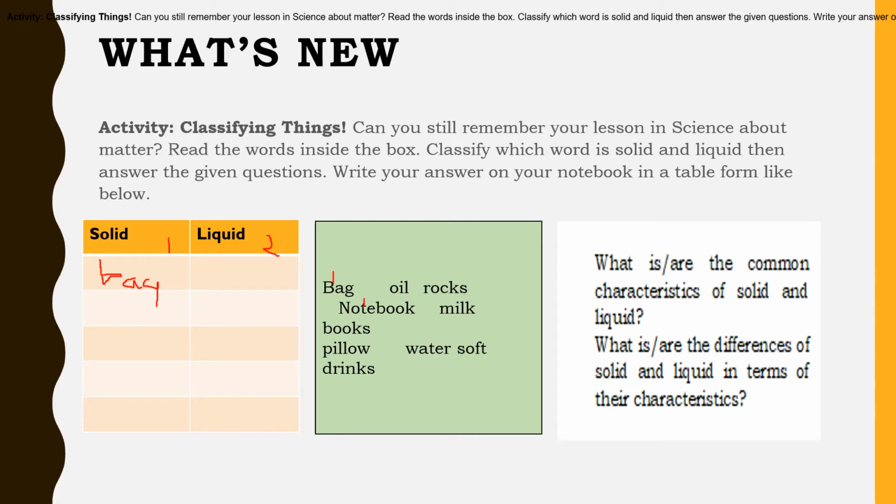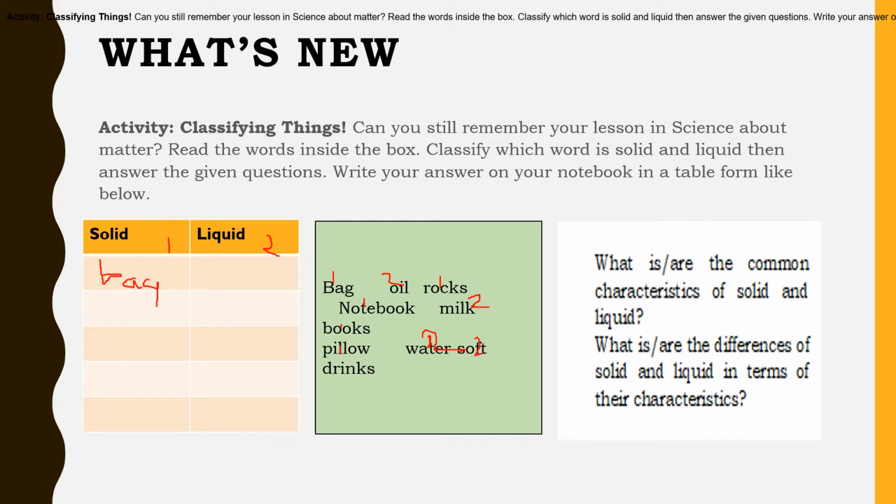So notebook is solid, book is solid, pillow is solid. Oil is liquid, so let's put 2. And rock, what is rock? Is it solid or liquid? It is solid. Now, the rock is very hard. And then milk is liquid. Water is liquid, and also soft drink is liquid, okay?